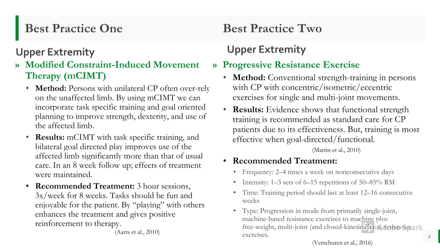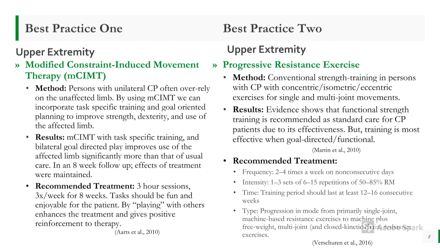So what do you want them to do? Do you want them walking? Do you want them running? All that in mind. So the recommended treatment for progressive resistance exercise is 2 to 4 times a week, alternating days of treatment.